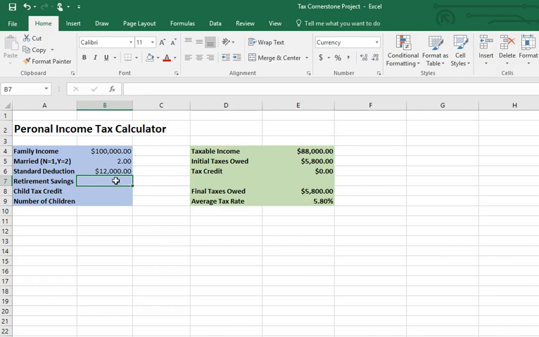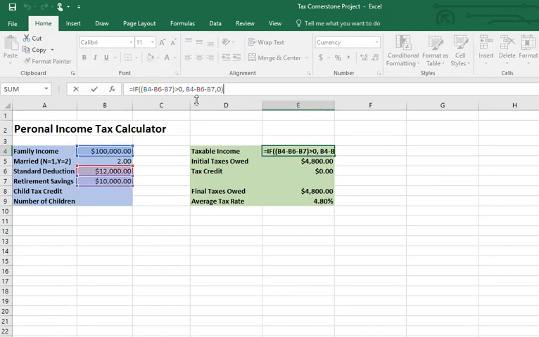Okay. Now, what about if you do some retirement savings? What if you put $10,000 into a 401k or a traditional IRA or something that you can write off in your taxes, and that would get your taxable income down to $78,000. So that $78,000 is simply this minus this, $100,000 minus $12,000 minus $10,000, right? And that's what goes in this box, unless. See, B4 minus B6 minus B7 is greater than 0.